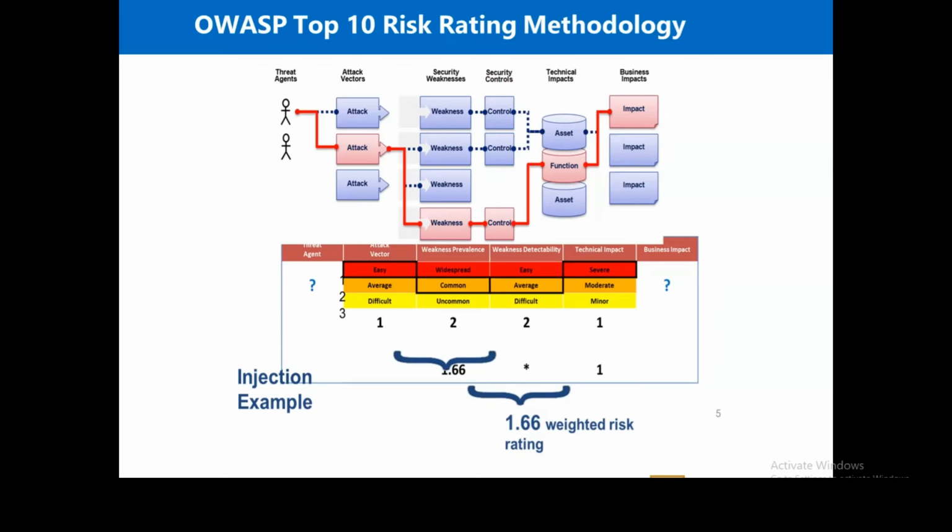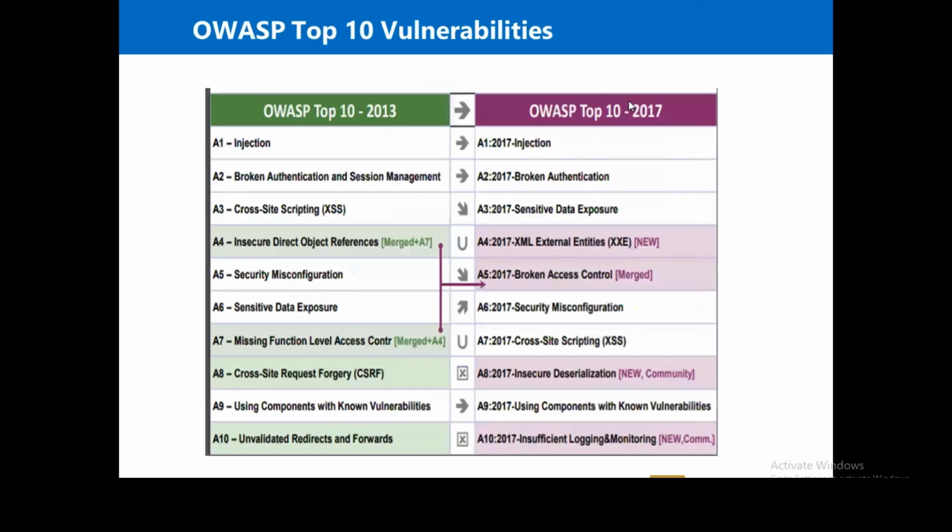For example, if we are talking about injection vulnerabilities, if you look at this, the threat agent, the attack vectors, and the security weaknesses, despite your control, a threat agent wants to gain access to your crown jewels, which is a digital asset. And then how do you measure the impact of this on the business? I will just quickly walk us through the various OWASP top 10. As I've said, it has changed over the years.